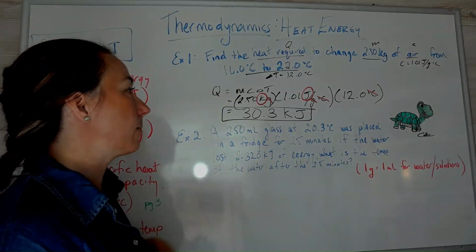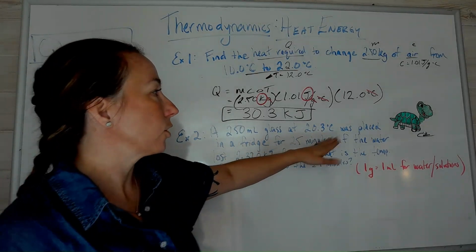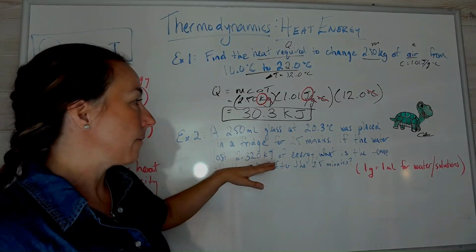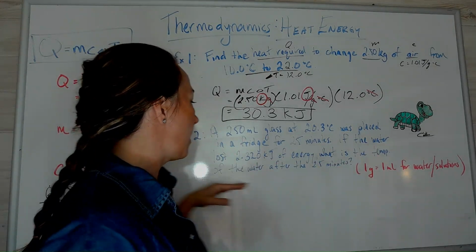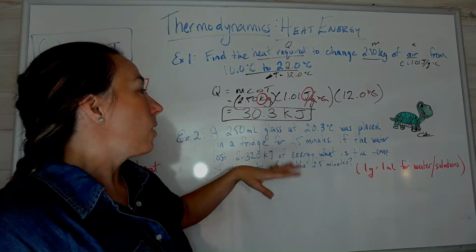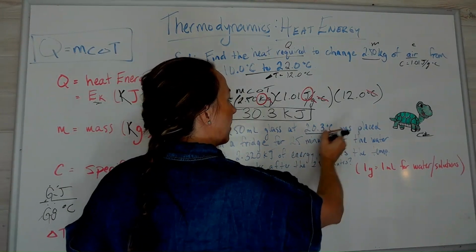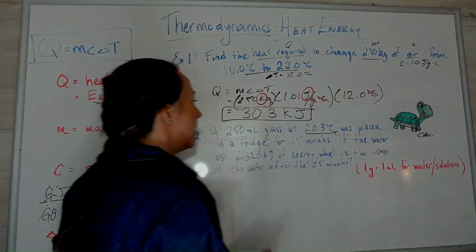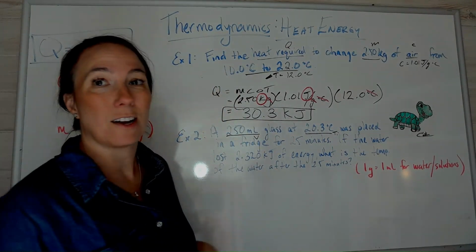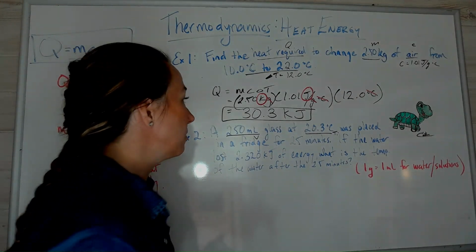Here's something that requires a little bit more algebra. A 250 ml glass at that temperature was placed in a fridge for some time. If the water lost that many kilojoules of energy, what is the temperature of the water after 25 minutes? So dissecting the information here, I see here that I have initial temperature. Here I have a volume of water. 25 minutes does not apply to my Q equals MC delta T, so it's just extra information for me.